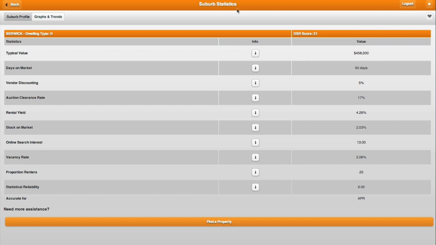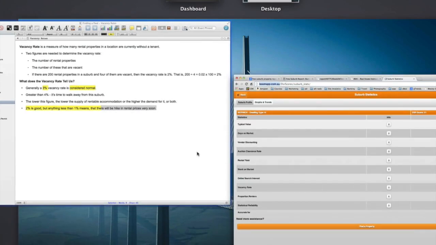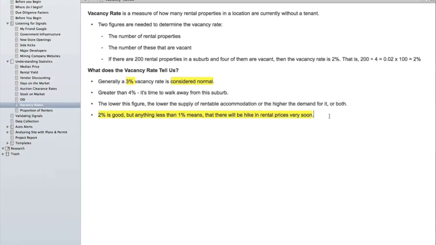So let's look at this. This is a site called boomapp.com.au, and I will get into more detail on this app, but for the time being we're just looking at the vacancy rate for Berwick dwelling type houses, and we are just looking at the vacancy rate there, which is 2%, which is normal. So that's about vacancy rates.